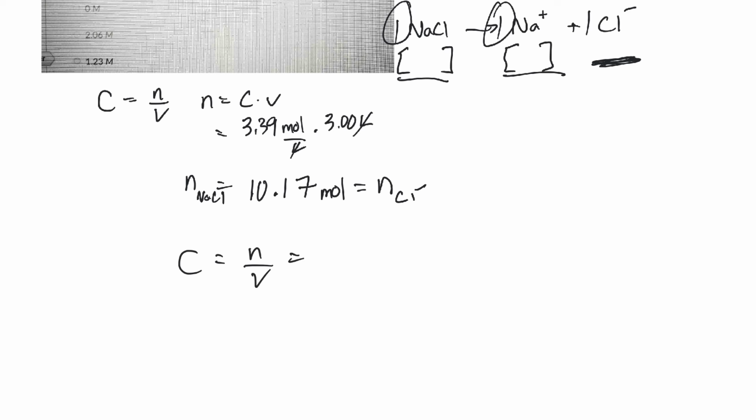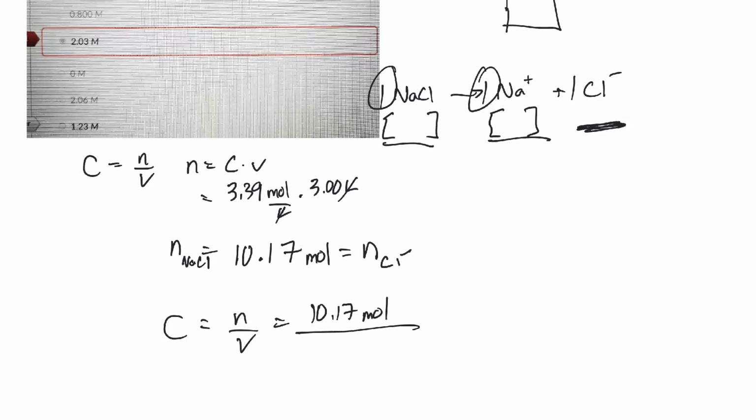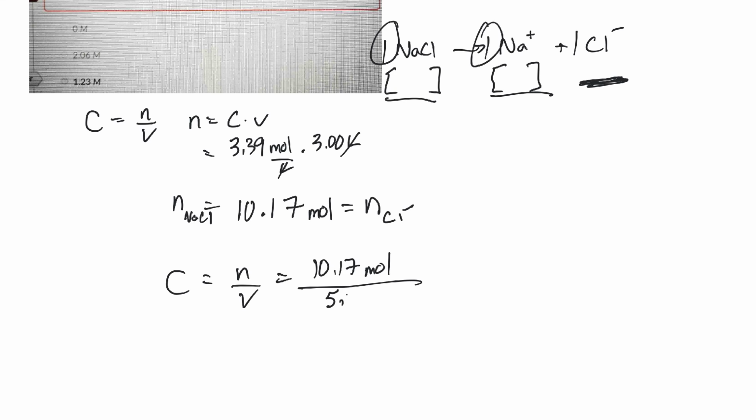Moles over volume. Moles are 10.17 moles, hope that number's right, divided by the volume. The total volume, I have 3 liters and 2 liters, so it's 5.00 liters. If you divide that, you get 2.034, I think, and that'll be moles per liter, or molar. Probably should do sig figs to 3, so it'd be 2.03 moles per liter.